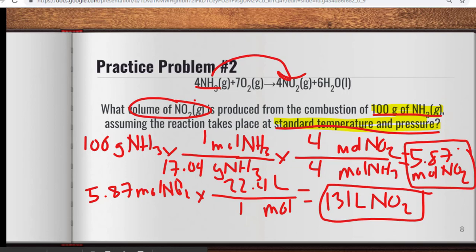All right? So it is a bit of a two-step problem, but again, look at what is given to you in the problem, look at where you're going to go, and then devise a plan. In this case, we're going to do our stoichiometry first, and then we're going to use our gas values to be able to solve for liters of NO2. Let's do one more practice problem.